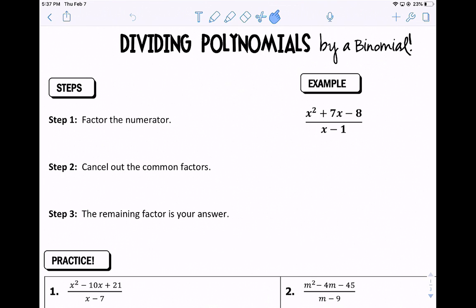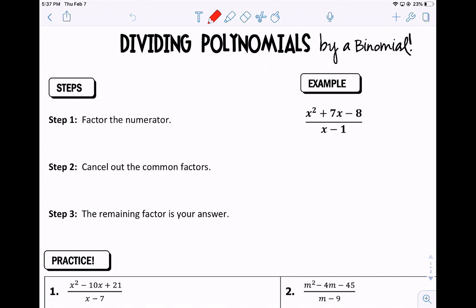Okay, so we're going to be dividing polynomials by a binomial. We are going to use factoring to do that, so that's why we learned how to factor first. So the way that you do this, there are 3 steps. You first factor the numerator. Step 2 here says cancel out common factors.